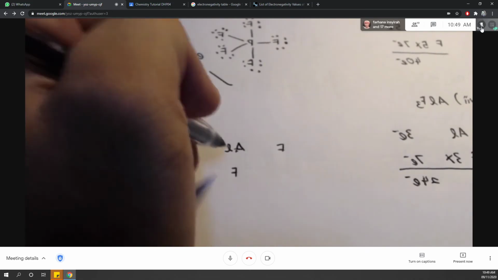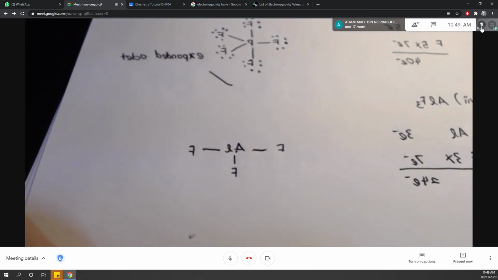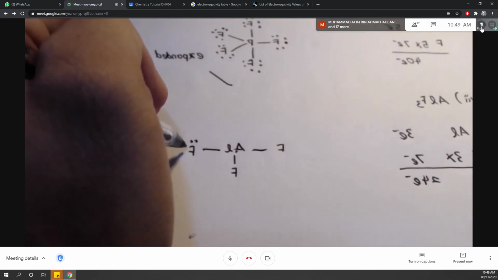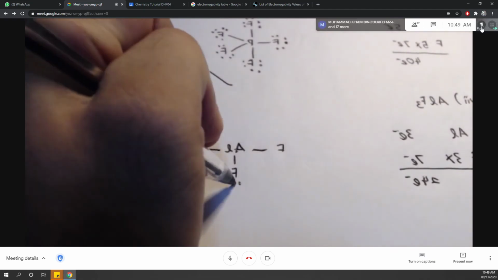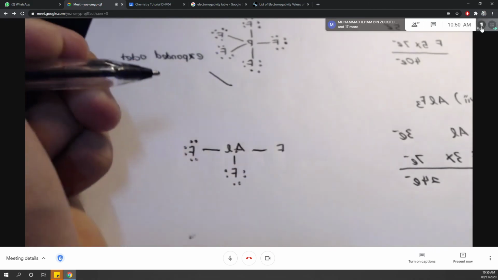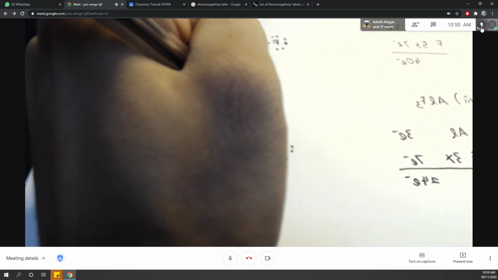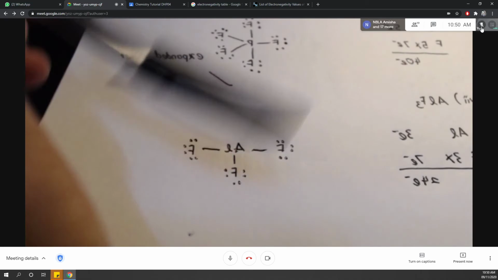The first thing kita buat bond dahulu. So kita buat bond, kita dah guna 6 kan? So tinggal lagi 18. Okay. So kita isi dekat fluorine. 1, 2, 3, 4, 5, 6, 7, 8, 9, 10, 11, 12, 13, 14, 15, 16, 17, 18. Dah habis. Okay.